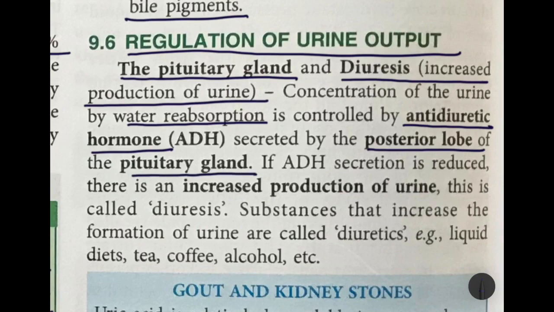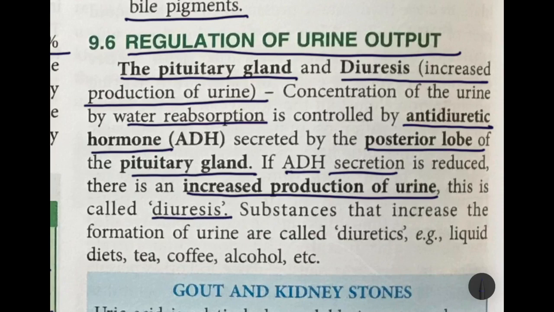So if the antidiuretic hormone secretion is reduced, there is increased production of urine. Now, antidiuretic hormone means anti, going against diuresis. That is, diuresis means increased production of urine. So if ADH secretion is reduced, becomes less, what will happen? There is an increased production of urine, and this is known as diuresis.